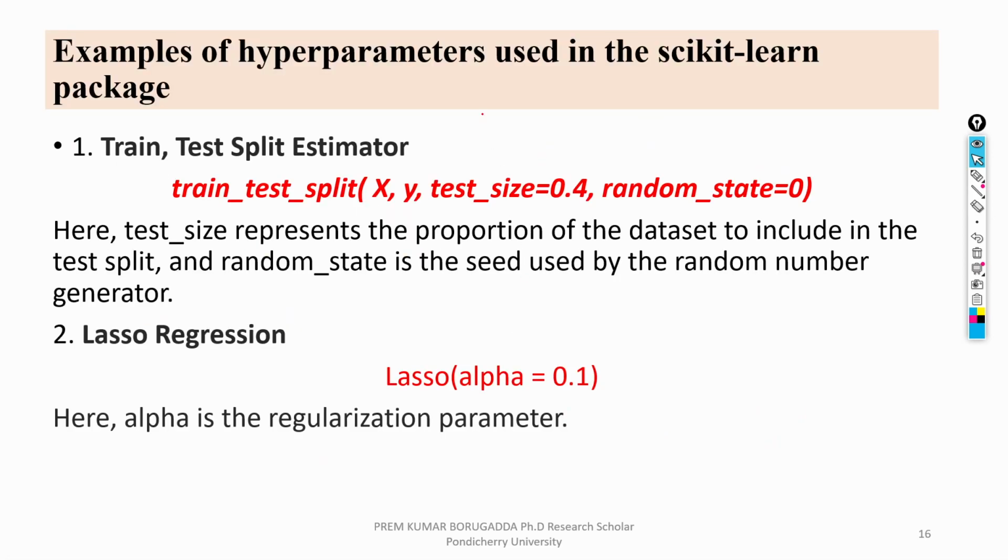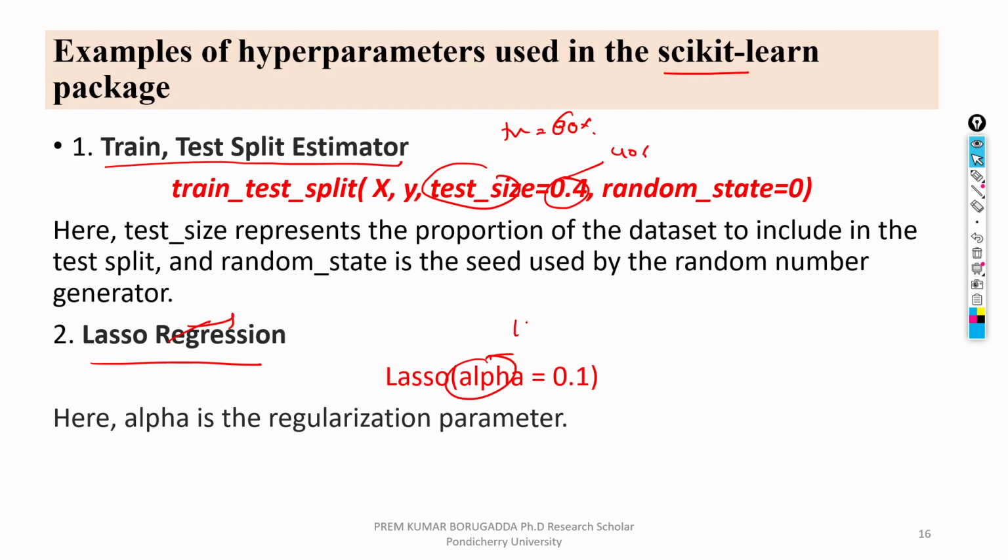So, examples of the hyperparameters used in scikit-learn. The train test split estimator: here test size is equal to 0.4, which means the training ratio is 60% and the test ratio is 40%. And the lasso regression. I already made a video about lasso regression, so you can go and watch it. In the lasso regression, alpha is the hyperparameter.